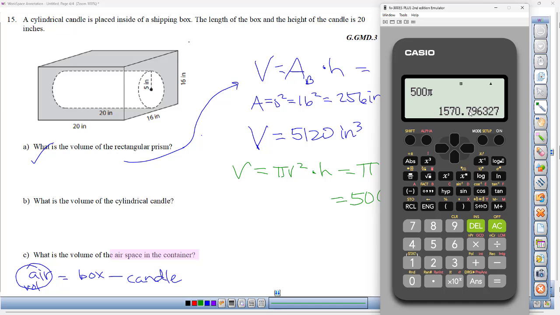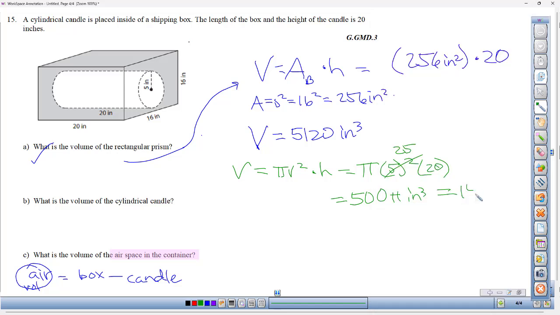If I were rounding it off to the tenth, I would round off the 7. It would either stay a 7 or move up to an 8, and the number right next to it is a 9, so it would move up to an 8. 1570.8 inches cubed. All right, so I got the volume of the candle, and now it's time for this air idea. And really all I have to do is take the volume of the whole box and then take away the candle, and what's left is the air that's in there.